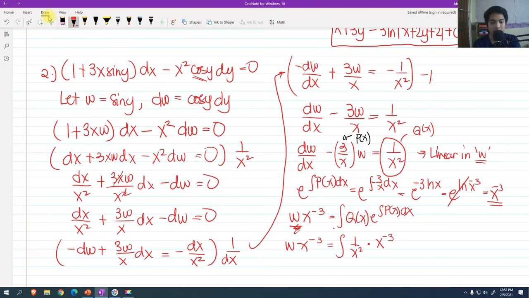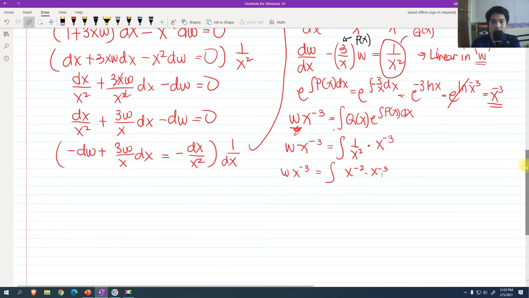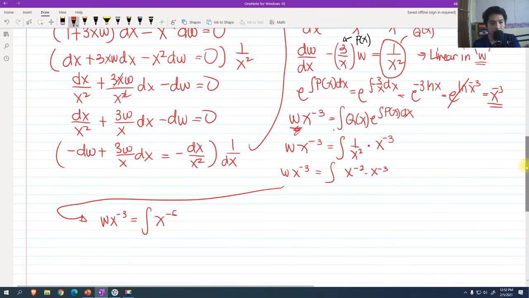Okay? So how do we simplify? We know that this should be x raised to negative 2 multiplied by x raised to negative 3. So their exponents will add: negative 2 plus negative 3. So that would result to x raised to negative 5. Okay? So let's continue here. So we have w x raised to negative 3, and that would be the integral of x raised to negative 5. And we know the integral of that would be x raised to negative 4, all over negative 4 plus c.